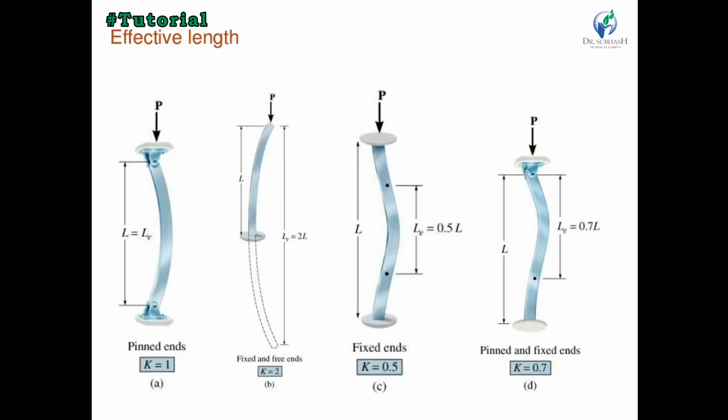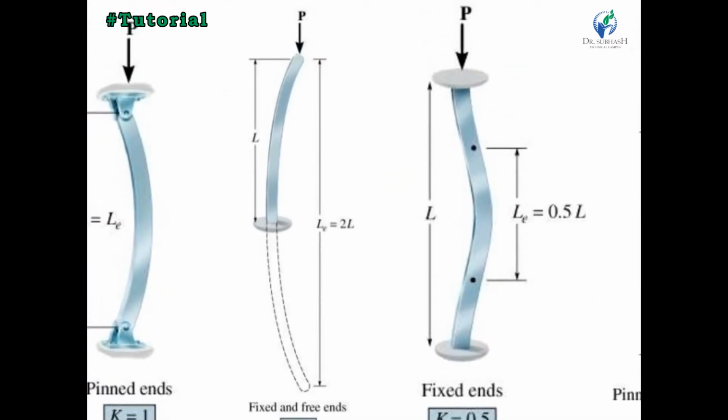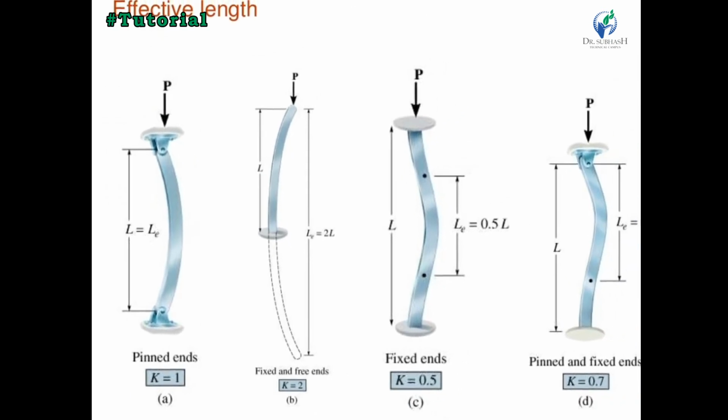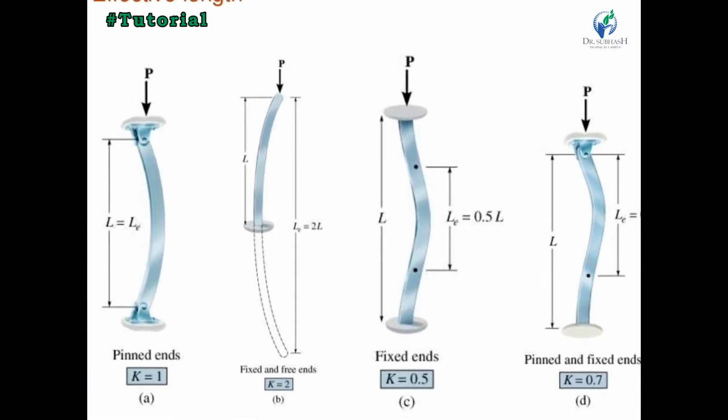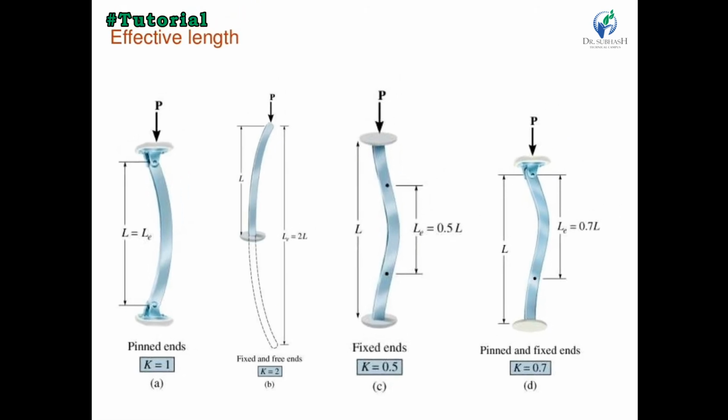First case, when both ends are pinned, the effective length is the same as the original length. Second case, one end fixed and the other free, the effective length is 2 times. You can see that in case B: one end fixed, other free, the effective length should be twice the original length. Third case, when both ends are fixed, the effective length is half the original length. And fourth, one end pinned and the other end fixed, the effective length, you can see, K is equal to 0.7 times the original length. So in these four ways we can find the effective length of a column.